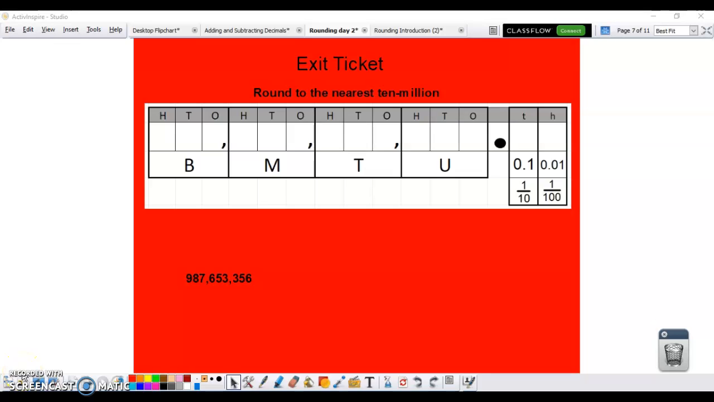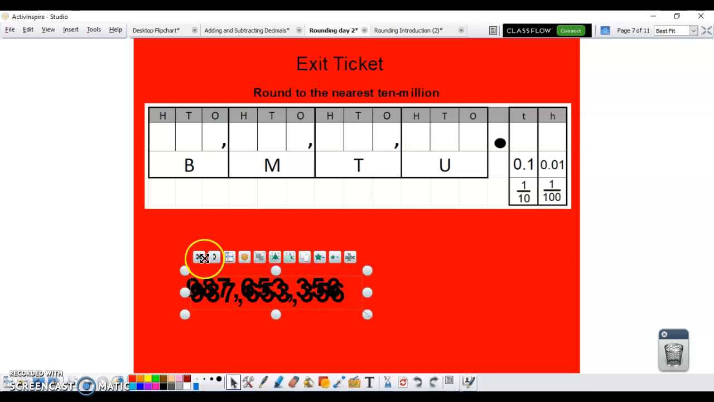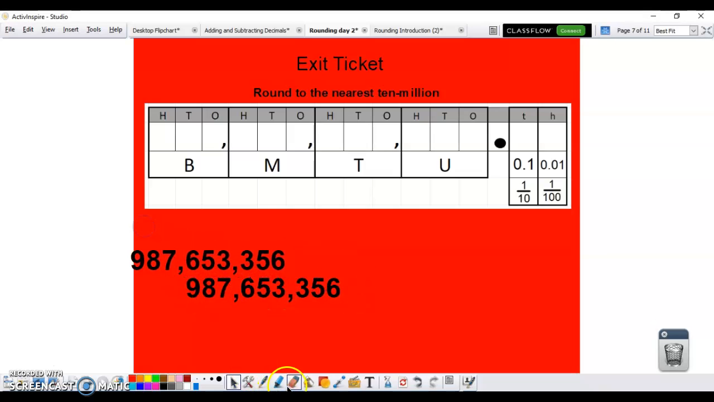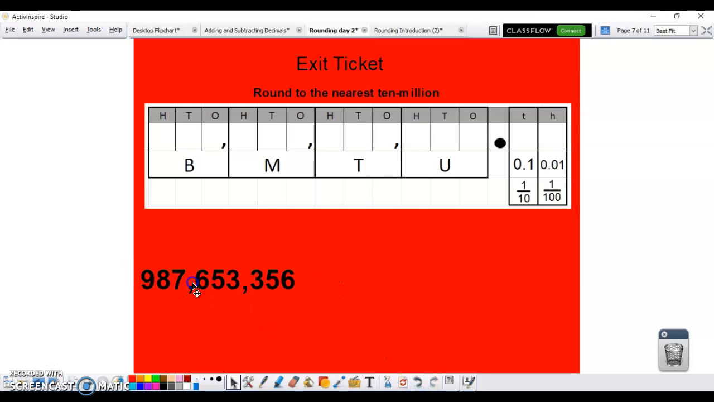Okay guys, so here is your exit ticket. Your exit ticket is to round this particular number, and I'll make it a little bigger for you guys. We want you to round this to the 10 million.